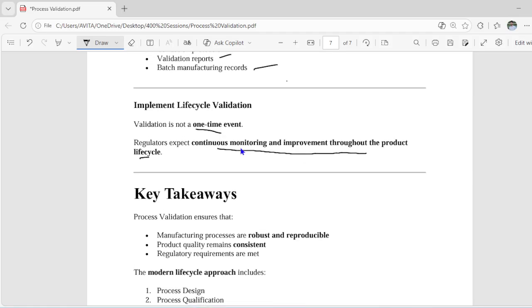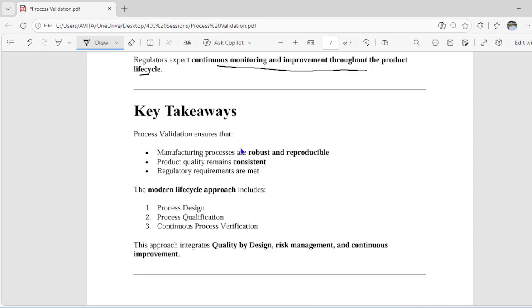So what are the key takeaways we have from this? Process validation ensures that the manufacturing process is robust and reproducible. Product quality remains consistent and the regulatory requirements are met. The modern life cycle approach includes process design, process qualification, and continuous process verification. This approach integrates quality by design, risk management, and continuous processing.